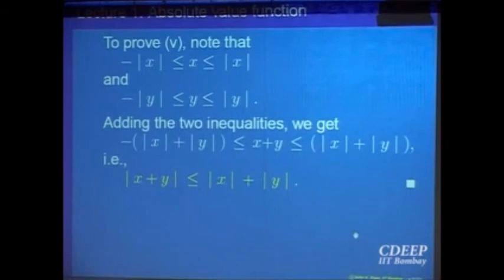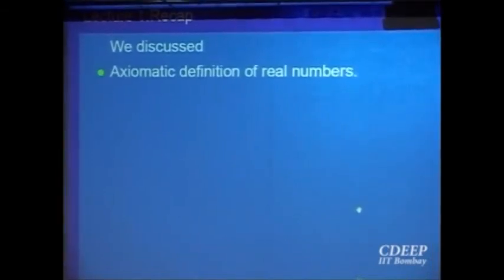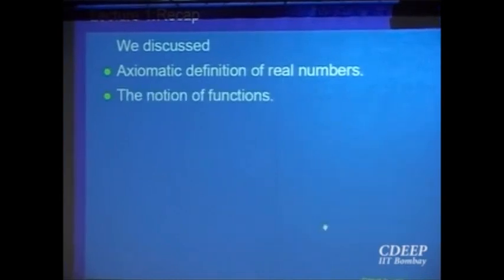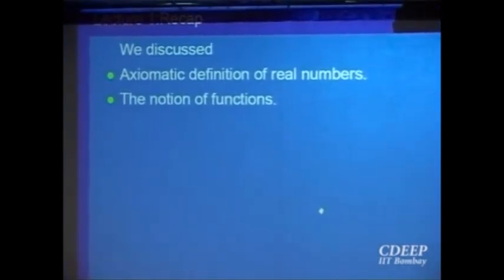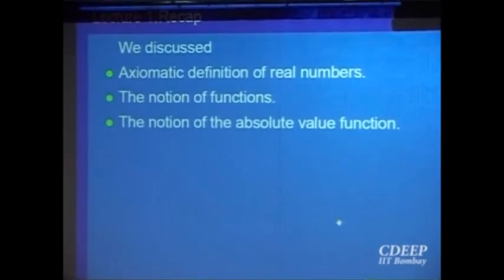So that is called the absolute value function. So let me just recall what we have done today. What we have done is, we defined axiomatically what are called real numbers. Right? We defined what is the notion of functions, and then the notion of absolute value function and its properties. Okay? So with that we come to the end of today's lecture.